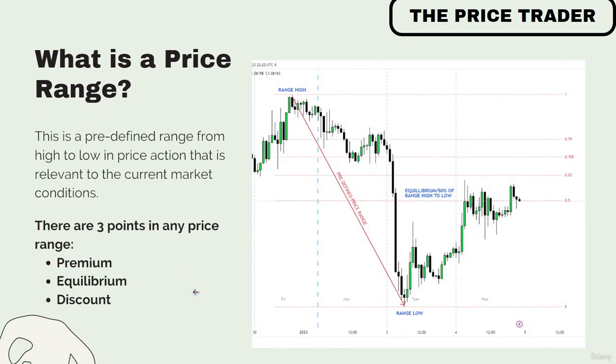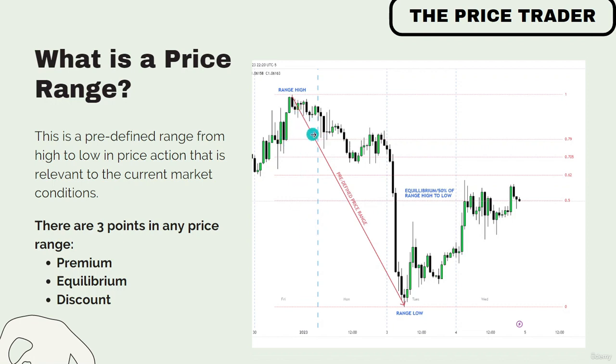So what is a price range? Essentially, a price range is a predefined range from high to low in price action that is relevant to the current market conditions. So in this example you have a high and a low that we're defining based on what the market was doing in this scenario.